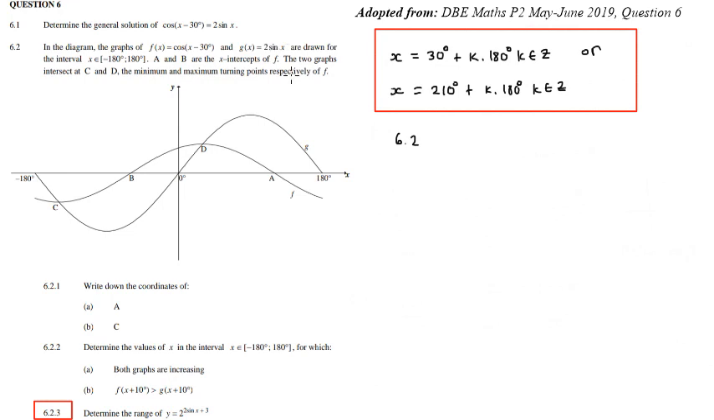And both of these graphs are drawn for you on the Cartesian plane, between the interval of minus 180 degrees up to and including 180 degrees. And then we have that A and B are the x-intercepts of f. So f, if you can see, is basically your cosine function. And we can identify that as the cosine function because we know the original shape of the cosine function.